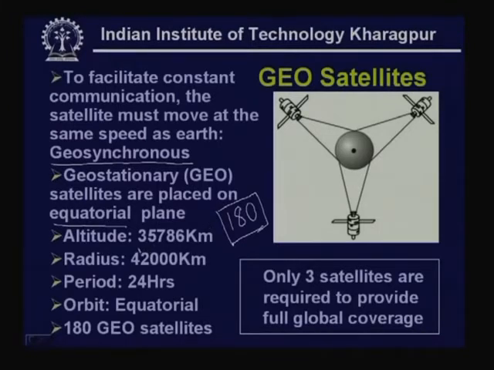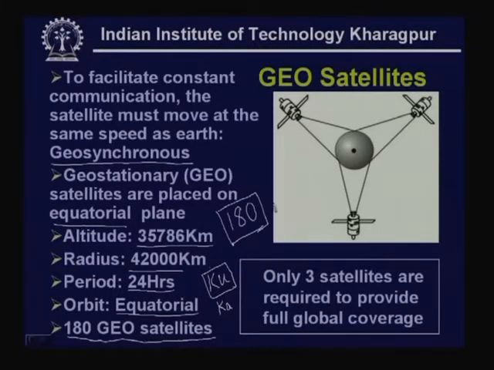And as I mentioned, the altitude is 35,786 kilometer and the radius is 42,000 kilometer. That means from the center of the earth the radius is 42,000 kilometer, but the altitude from the surface of the earth, from sea level, is 35,786 kilometer, and the period is exactly the same as the rotation of earth, that is roughly 24 hours. And as I mentioned, the orbit is on the equatorial plane, and you can have at most 180 geo satellites based on the present day technology, whenever Ku band is used. But as you go for Ka band, the number of satellites can be increased.